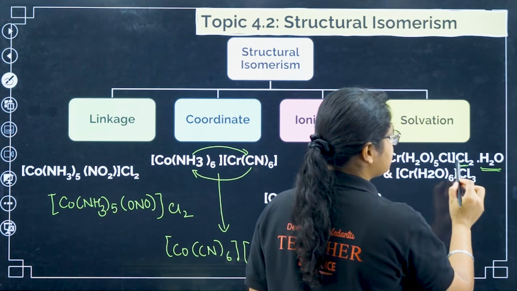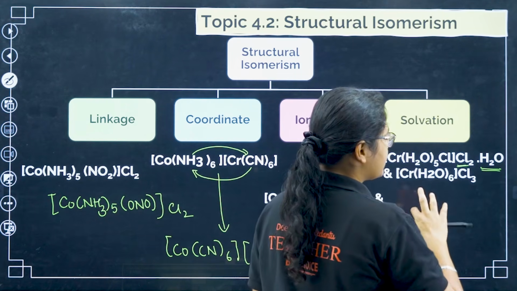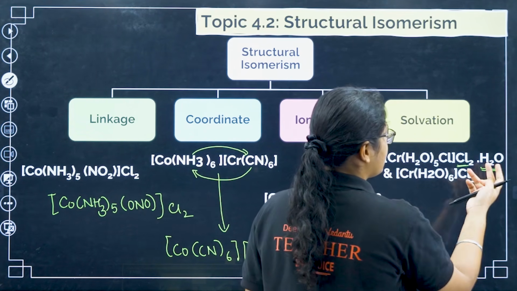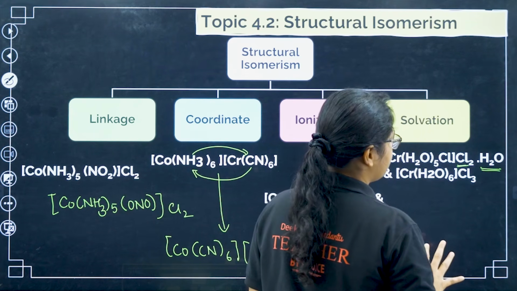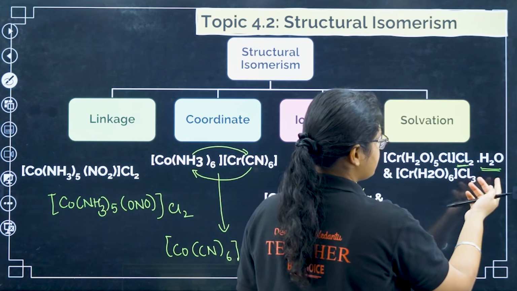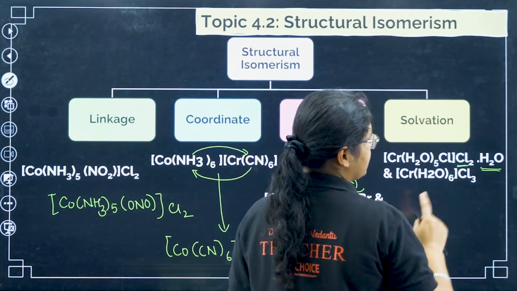Here we have total 3 water molecules, right? So now you can just arrange this in any way. You can take these water molecules inside, you can exchange in any way. So there are total 6 H2O molecules. I have taken all of them inside and I have taken chlorine outside.